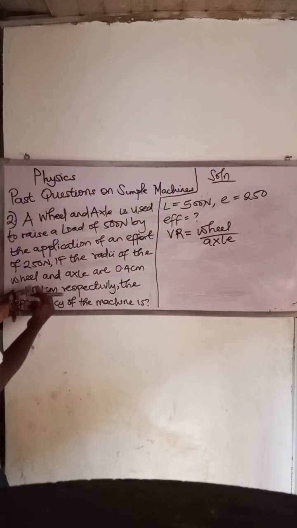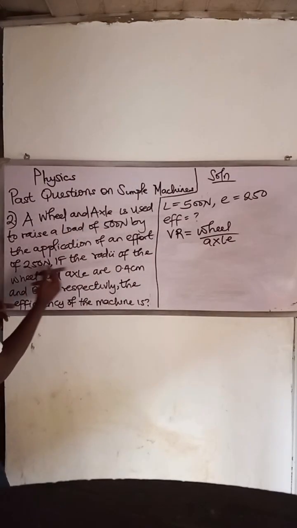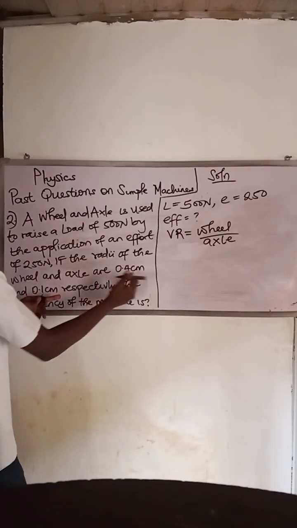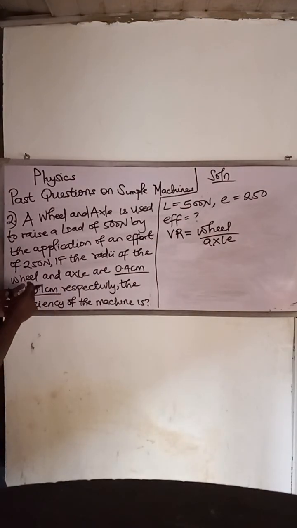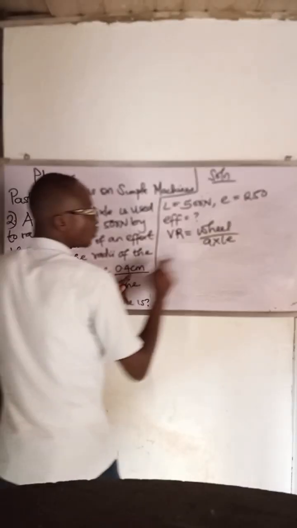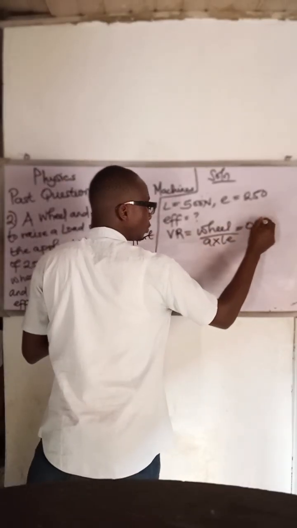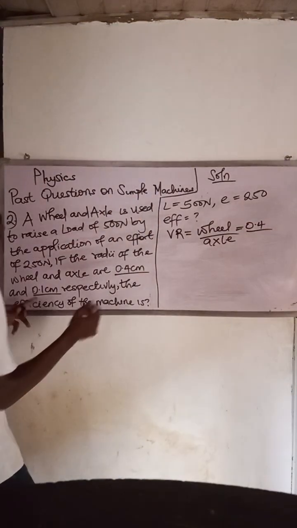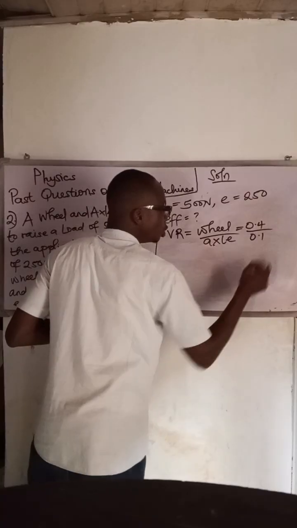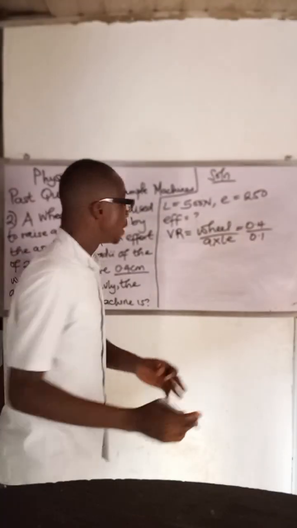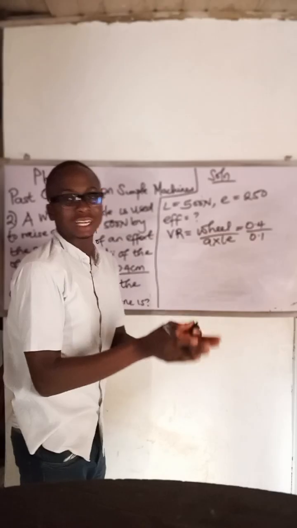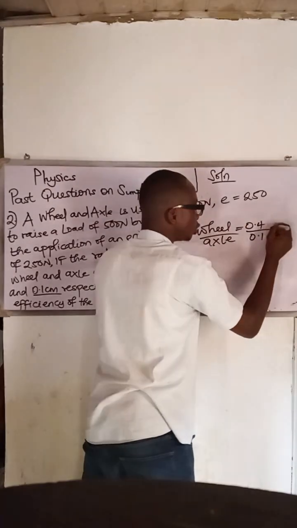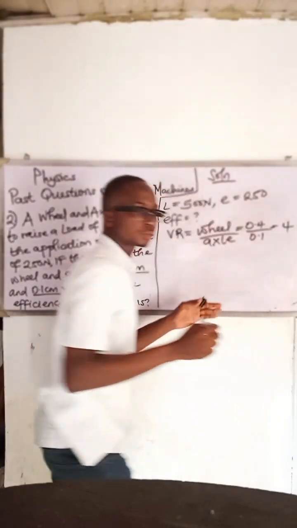Now, where is the wheel here? Because they said the radii of the wheel and axle are 0.4 cm and 0.1 cm respectively, so the wheel is 0.4 cm and the axle is 0.1 cm. Now we are calculating for the velocity ratio, because the velocity ratio of the wheel and axle is wheel over axle. 0.4 divided by 0.1 is 4.